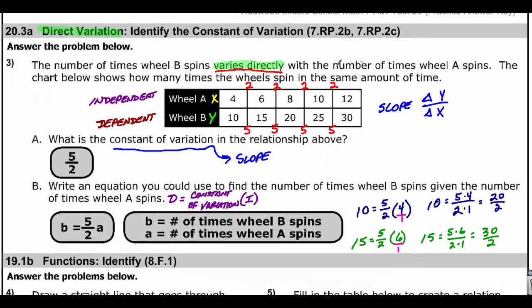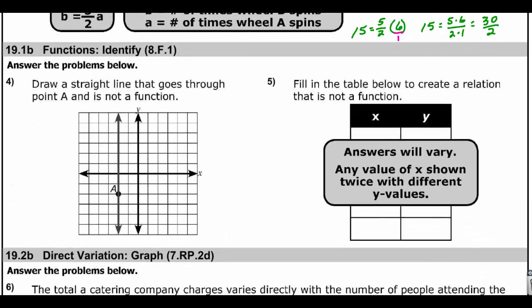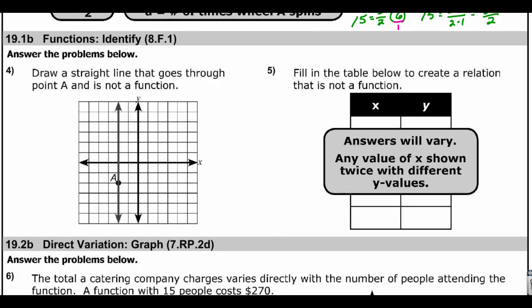20.3, direct variation. Again, ties into the idea of slope. All right, on to 19. So these are probably two that you understood better. You have to be careful how you read it.